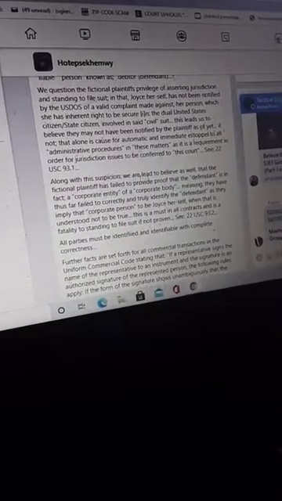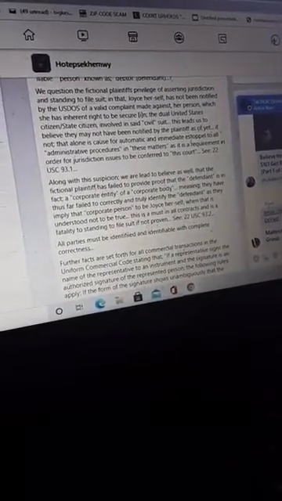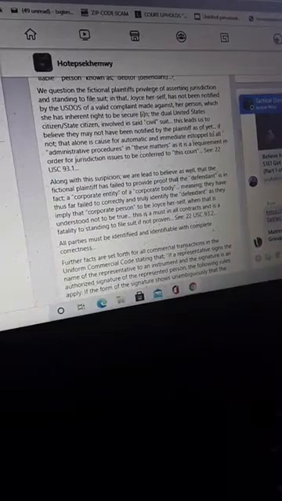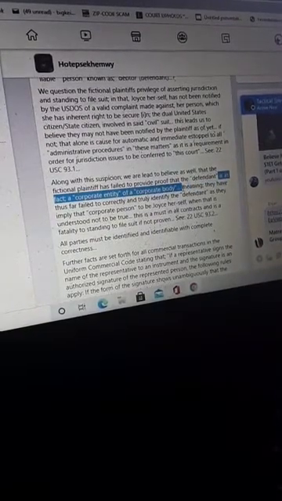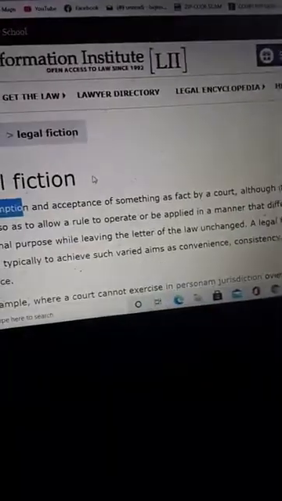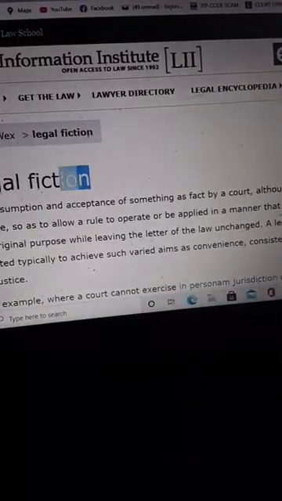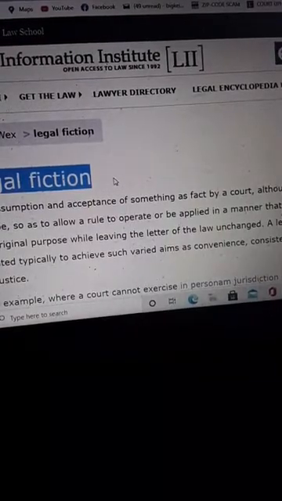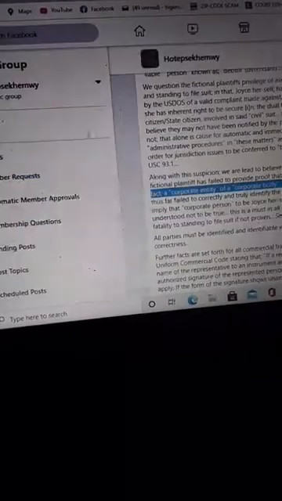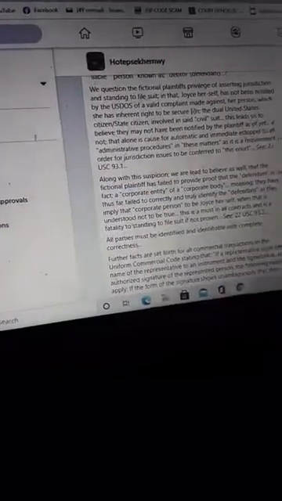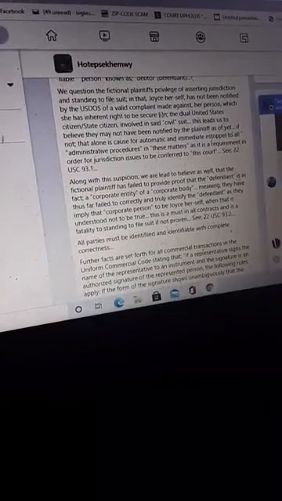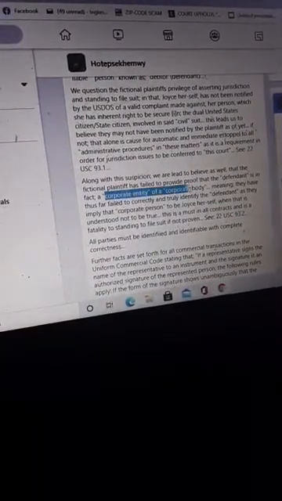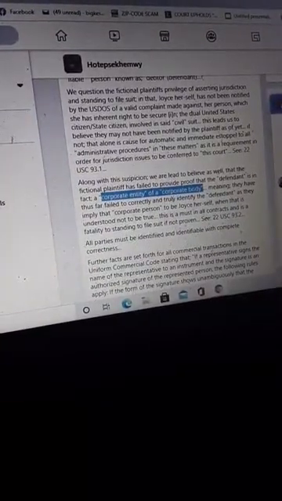Along with this suspicion, we are led to believe as well that the fictional plaintiff has failed to provide proof that the defendant is in fact a corporate entity of a corporate body. That the legal fiction, the defendant is a legal fiction. They are bringing a presumption of the court that Joyce herself is the legal fiction.